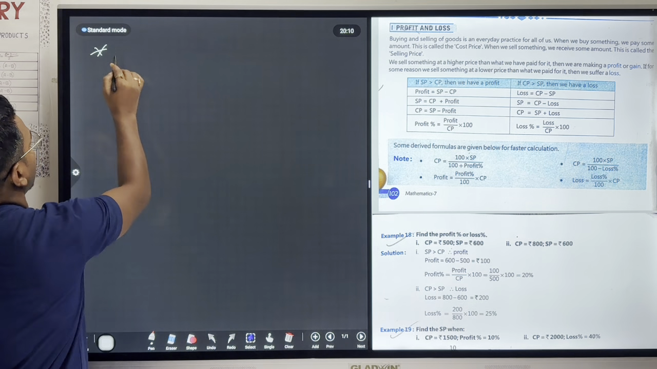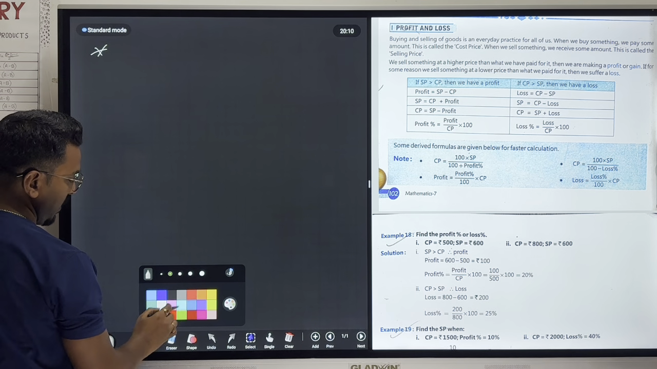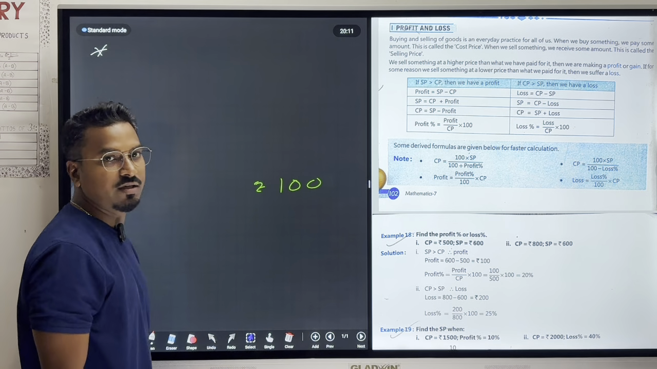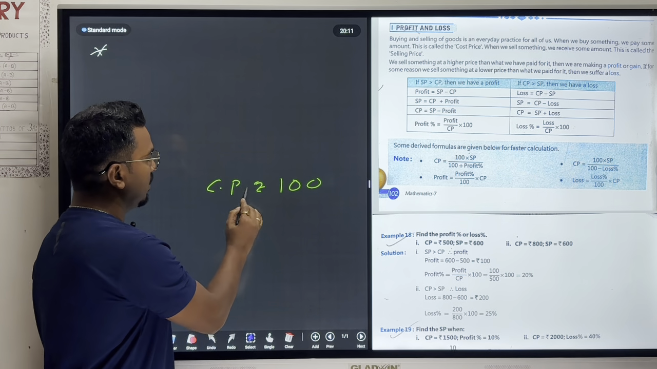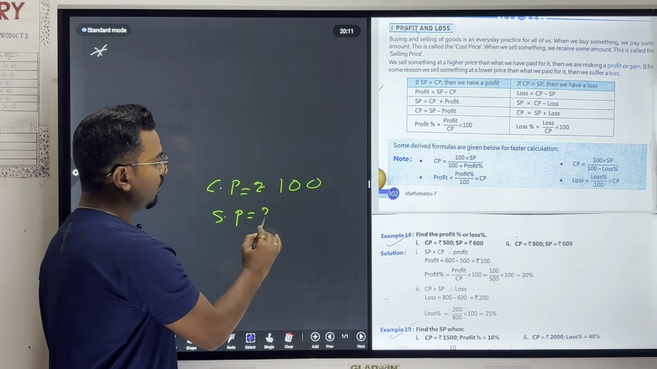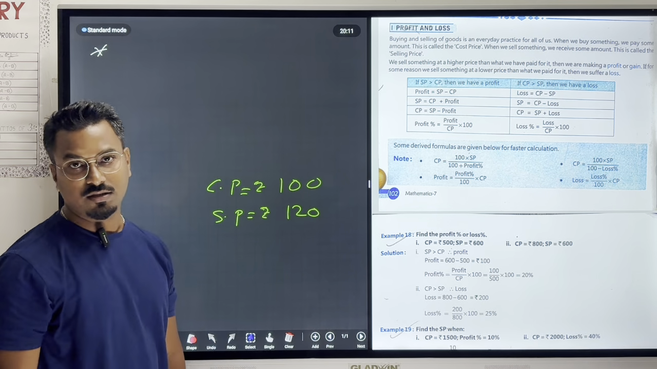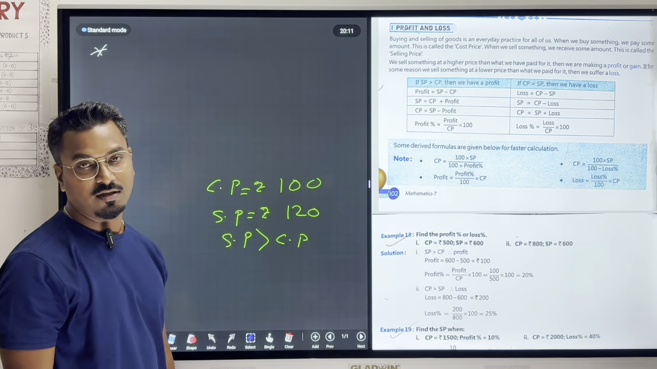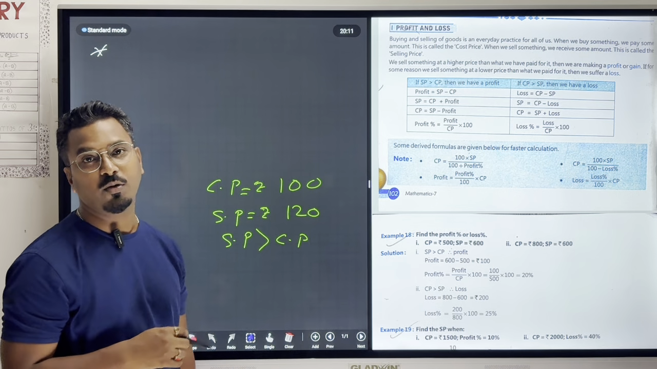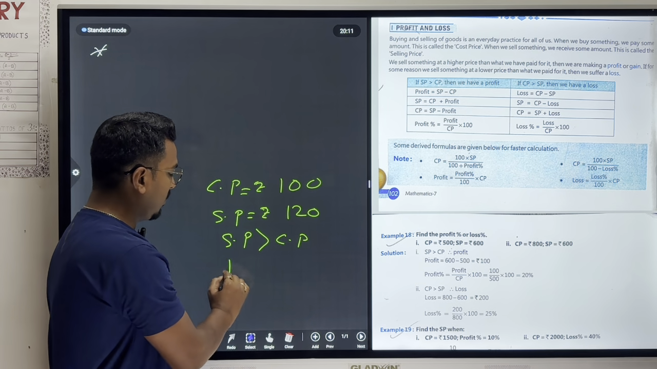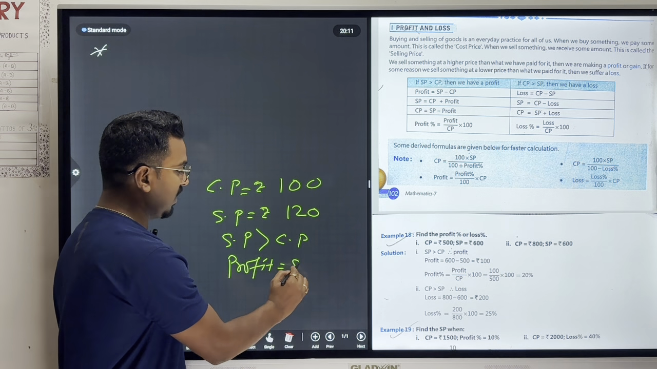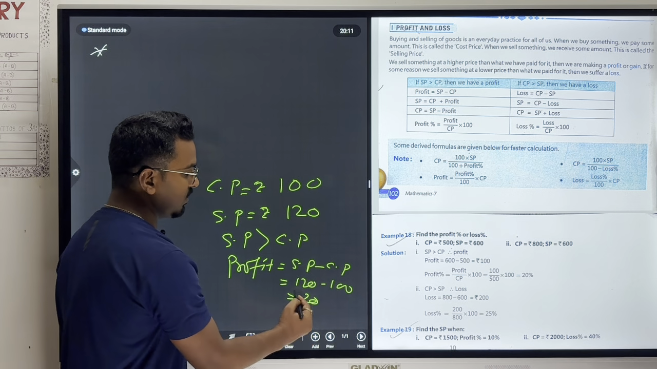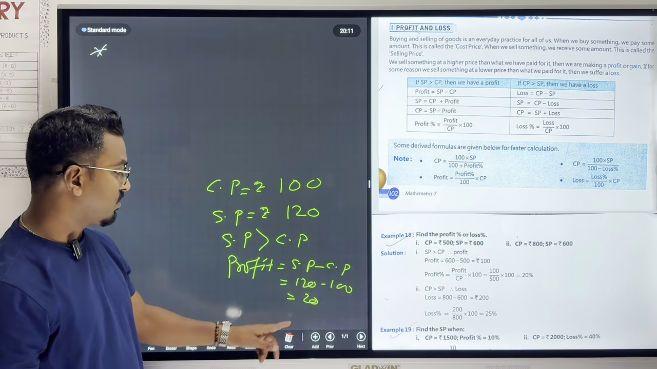What is profit? Suppose you are buying something from the market at rupees 100. This is the cost price. And if you are selling it at rupees 120, in that case the selling price is greater than the cost price. It means you are having some profit. What is the profit? Profit is rupees 20. So in this case, we can say that profit is equal to selling price minus cost price, that is 120 minus 100, which is equal to 20 rupees.